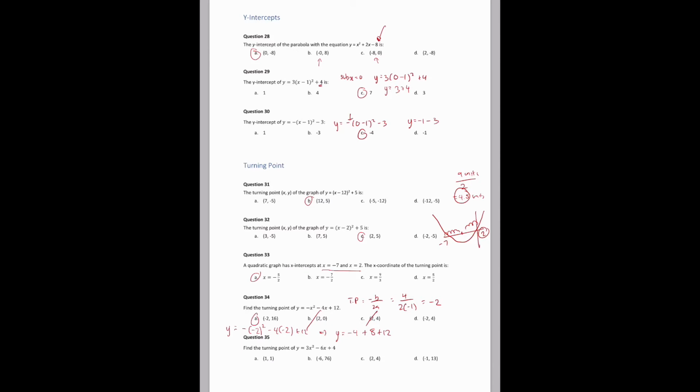For question 35, do the exact same thing. Therefore it will be -6 on 2, -3. So -6 on -6, therefore our x value of the turning point is going to be 1. Because most of these don't have 1, that would indicate to me that A would be the correct answer. Moving to the next questions.